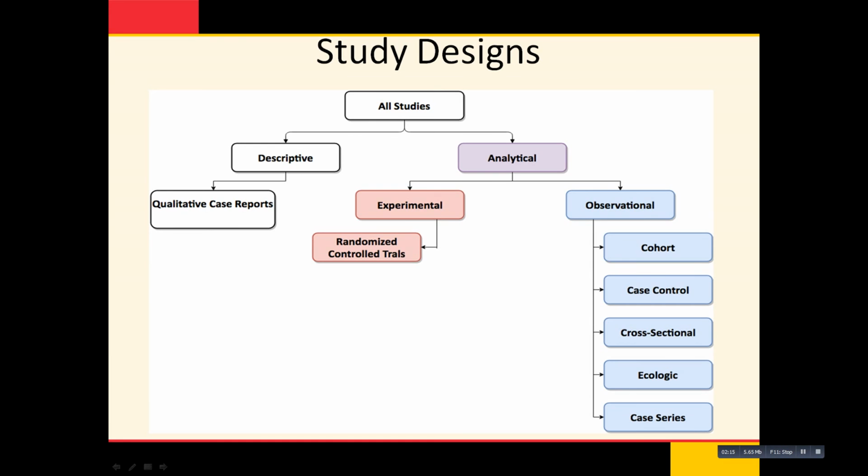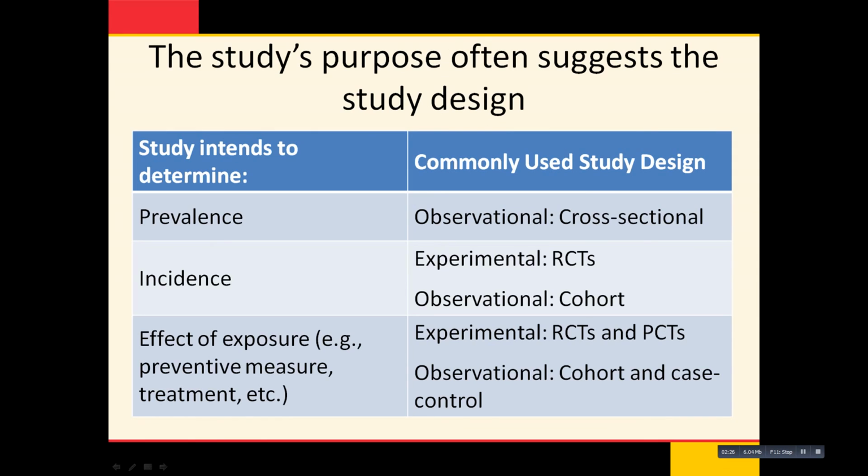So again, just a review of the analytical study designs, experimental versus observational, and the 5 types of observational studies that we talked about. This helps distinguish what the study's purpose is and then what the study design is commonly used, right? So we talked about prevalence, right? That's the bathtub. That's cross-sectional studies. In other words, at one point in time, we want to know how many people have the disease.